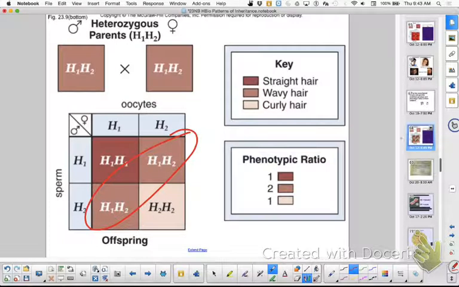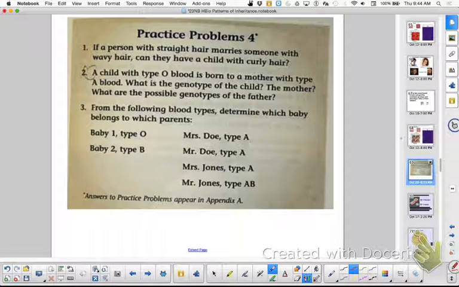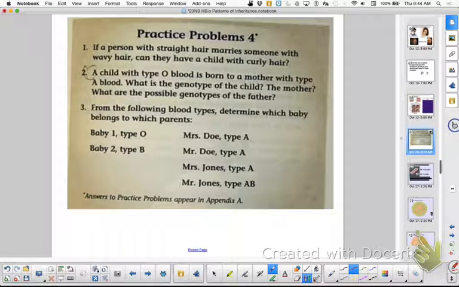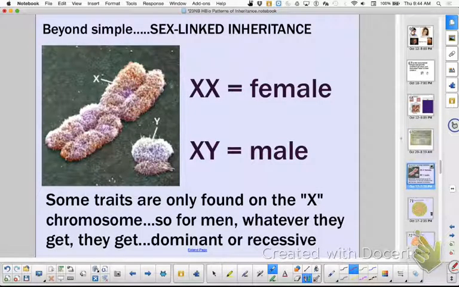All right, there's another set of practice problems that go along with that. A baby is going to get stolen from a hospital. Who's your daddy is going to happen. So look at those. Now we're going to look at another example beyond simple inheritance, and that has to do with what I already talked to you a little bit about before when we do pedigrees.